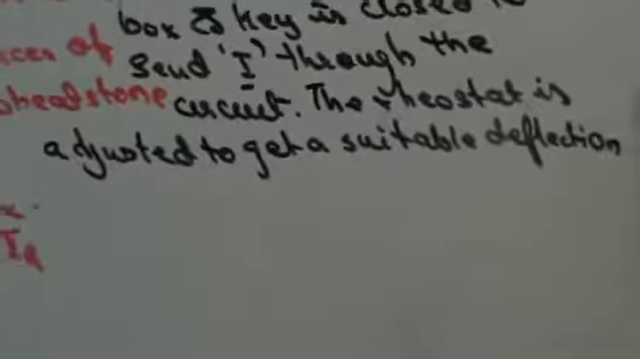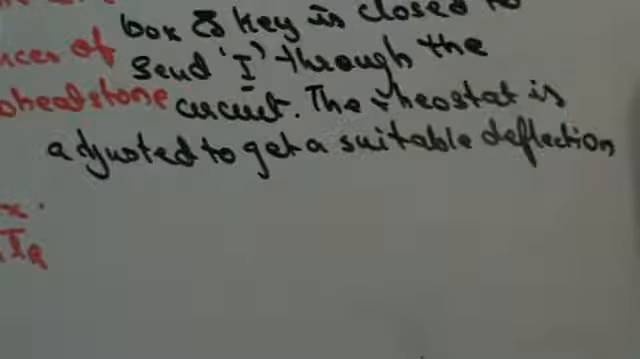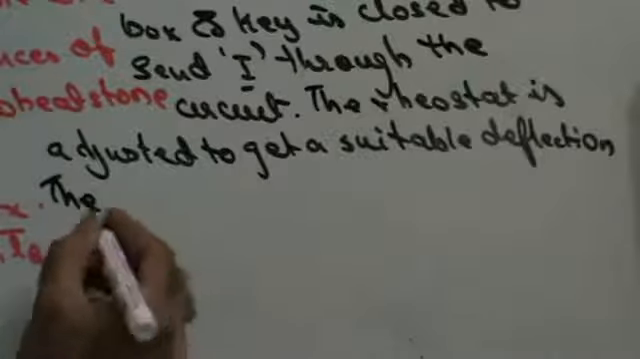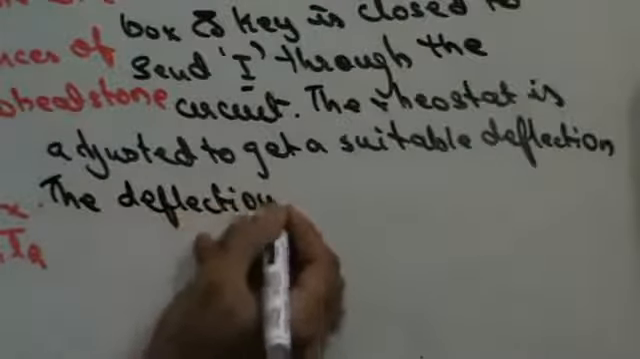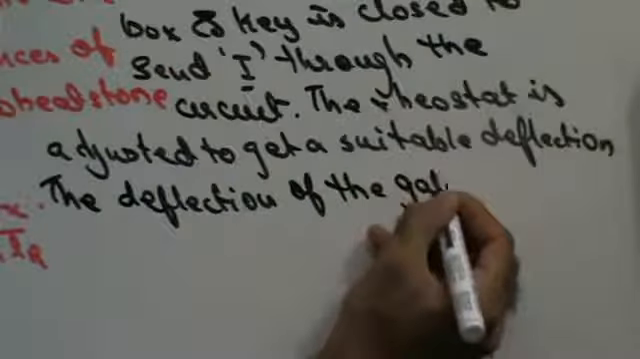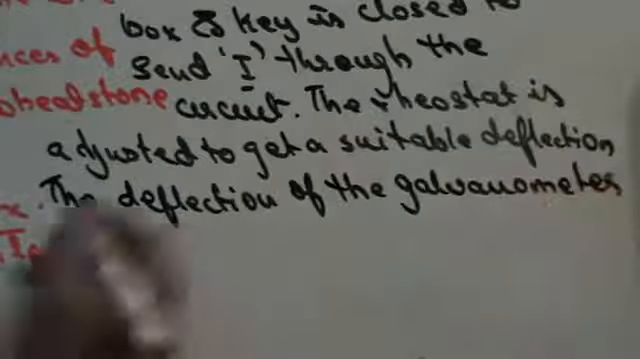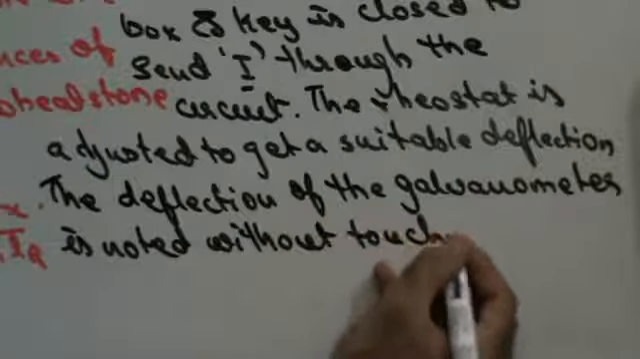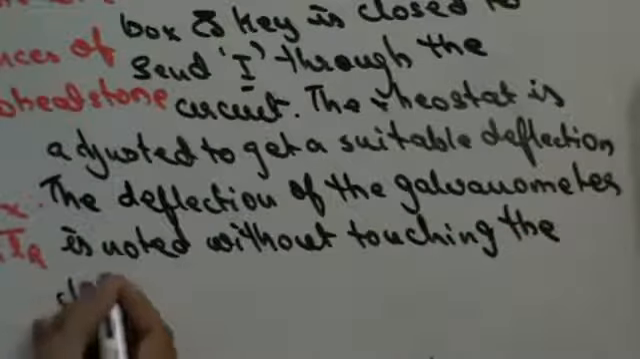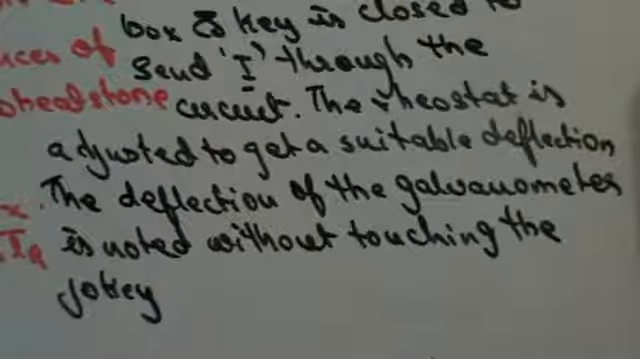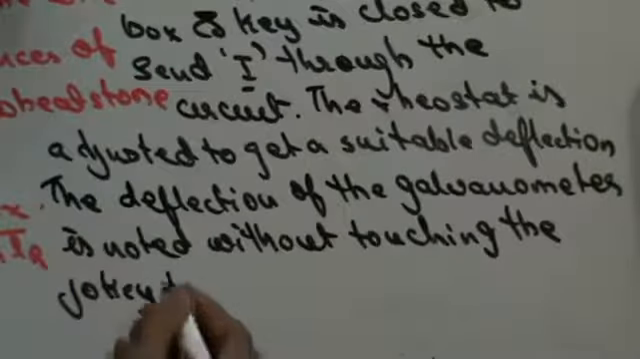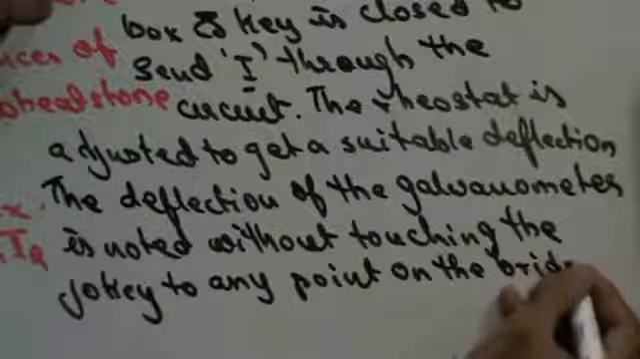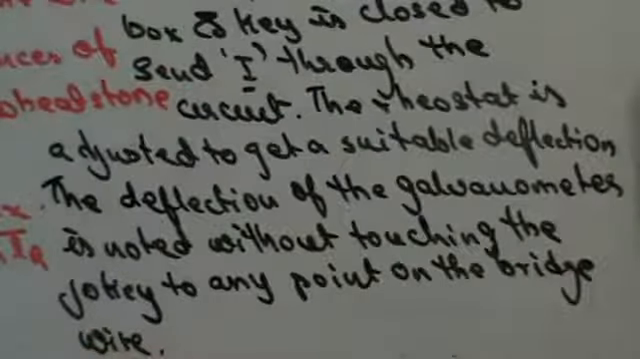Right? The deflection of the galvanometer is noted without touching the jockey to any point on the bridge wire. Fine, do we get this in here?